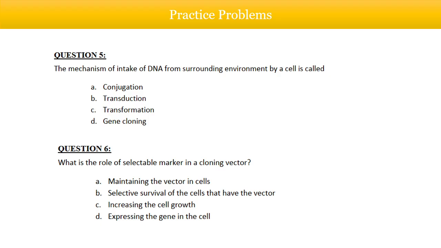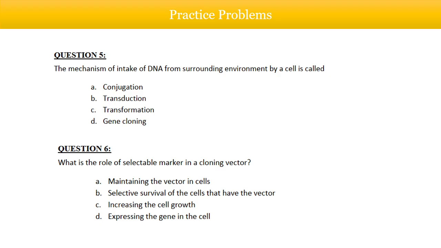Now the mechanism of intake of DNA from surrounding environment is called: conjugation, transduction, transformation, and gene cloning. So we know about this technique. You are inserting a foreign DNA from the surrounding, so that is a transformation of the bacteria. Transduction and conjugation is very different because that requires another set of processes and all, right?